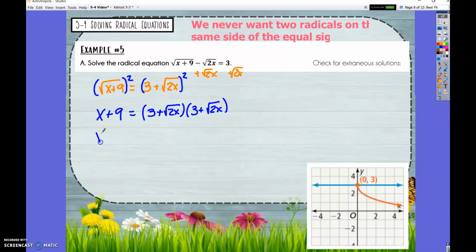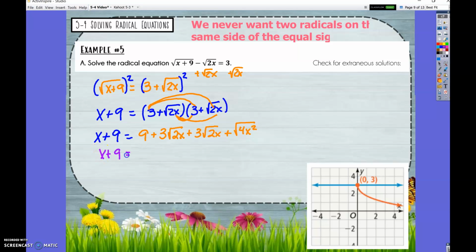So the left side's not going to change, but when I multiply out these two terms on the right, I'll have 3 times 3 makes my 9. And 3 times root 2x, we're just going to write that as 3 root 2x. Then I have another 3 times root 2x, so I'll write that again. And root 2x times root 2x, you know it's positive. That will be root 4x squared. Now some of you might see that is going to reduce, but we'll do that here in a second.